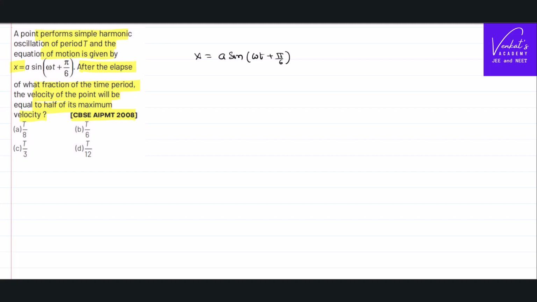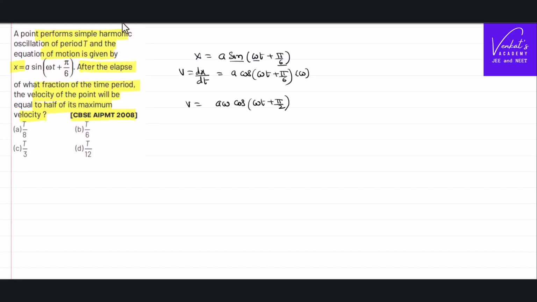So first of all, I have to derive an equation for velocity here. We can write the velocity of that particle as dx by dt. Differentiate that. A is a constant. Differentiation of sine is cos of omega t plus pi by 6. I am differentiating with respect to t. Omega is a factor, so as per the chain rule, that omega will come. Pi by 6 is a constant, that's not going to come. So velocity equals a omega cos(omega t plus pi by 6).